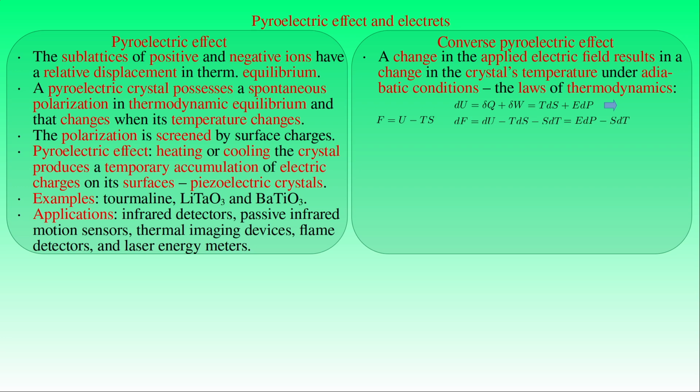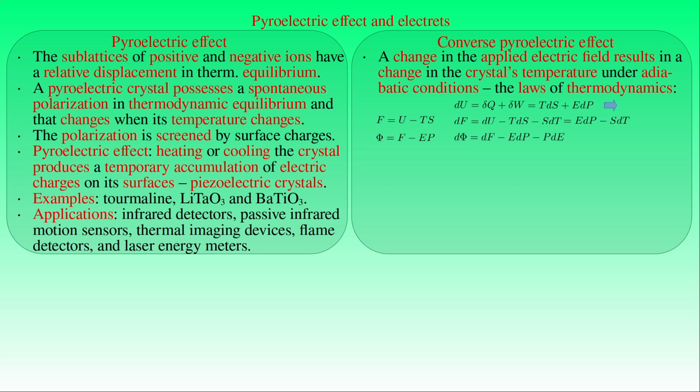In experiments, one usually controls the electric field applied to the crystal rather than the polarization produced by the field. Therefore, we introduce another thermodynamic potential phi defined by the difference between the free energy F and the product of the electric field E and the polarization P. The differential of the potential phi is given by dF minus E times dP, minus P times dE.